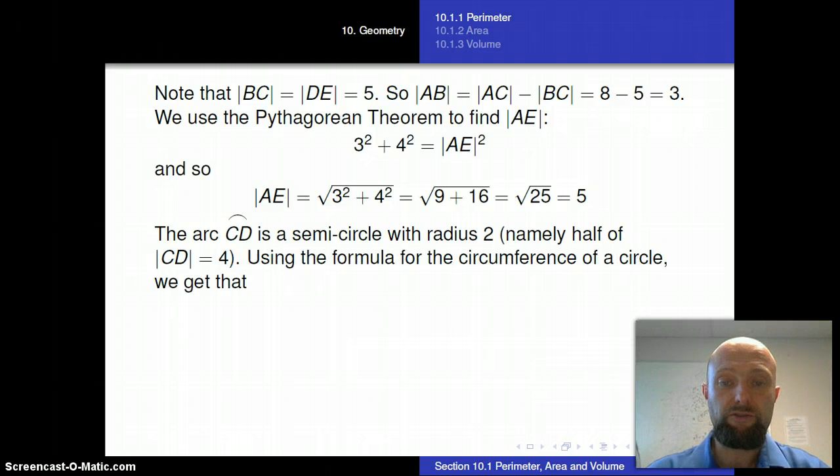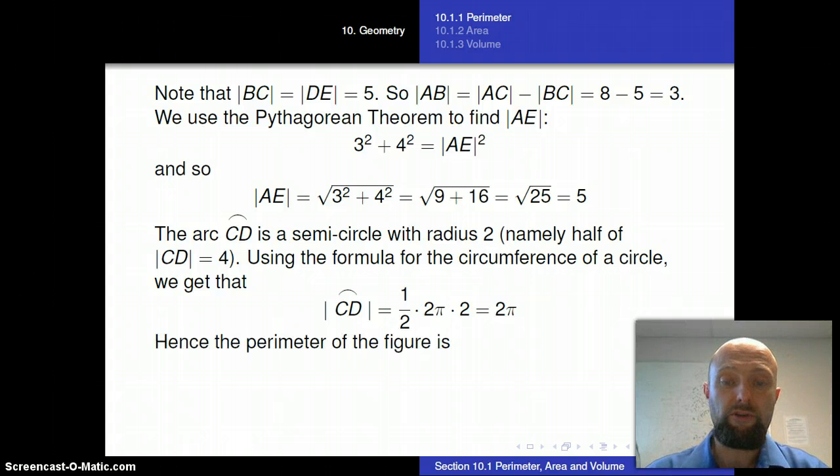So using the formula for the circumference of a circle, we get that the arc CD will be 1/2 of the perimeter of a circle, which is 1/2 times 2 pi r. So here this becomes 1/2 times 2 pi times 2, which simplifies to 2 pi.